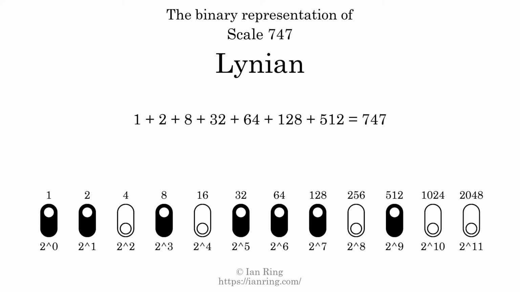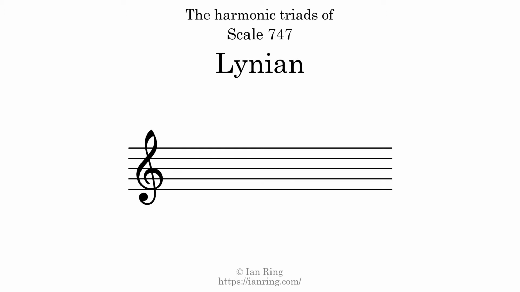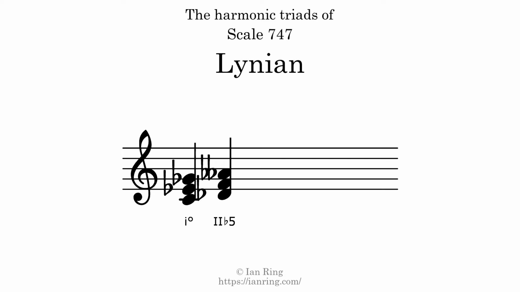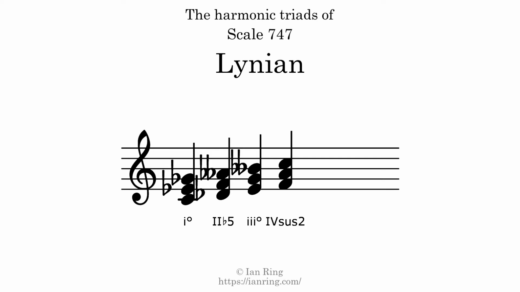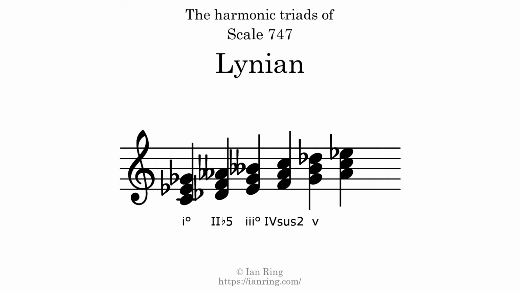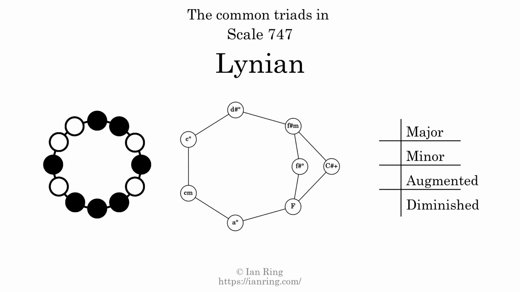The scale number not only enumerates the scale with a unique index, but it also literally describes the tonal content of the scale. Represented as a binary number in base 2, the scale number is 001011101011. Here are the harmonic triads present in this scale. Diminished. Major flat 5. Diminished. sus2. Minor. Unnamed. Augmented. Here are the common triads present in this scale.